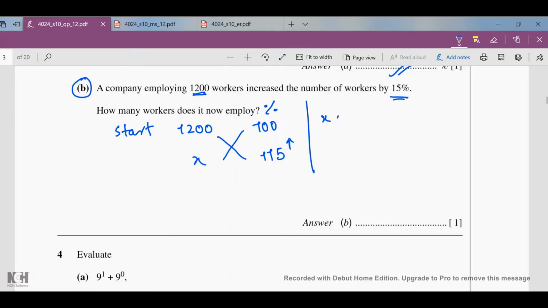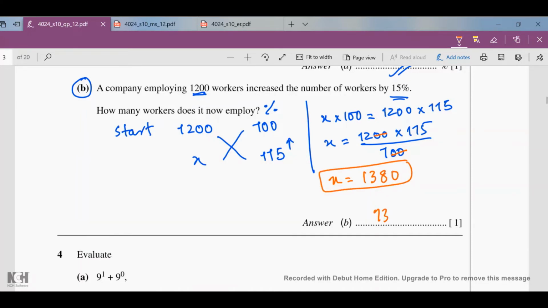x multiplied by 100 equals 1200 multiplied by 115. When you want to find x, this is a normal calculation. The 100 and 12 cancel, so when you multiply 12 with 115, your answer will come. I am doing the calculation. So the answer will be 1380. We just need to do the normal calculation.